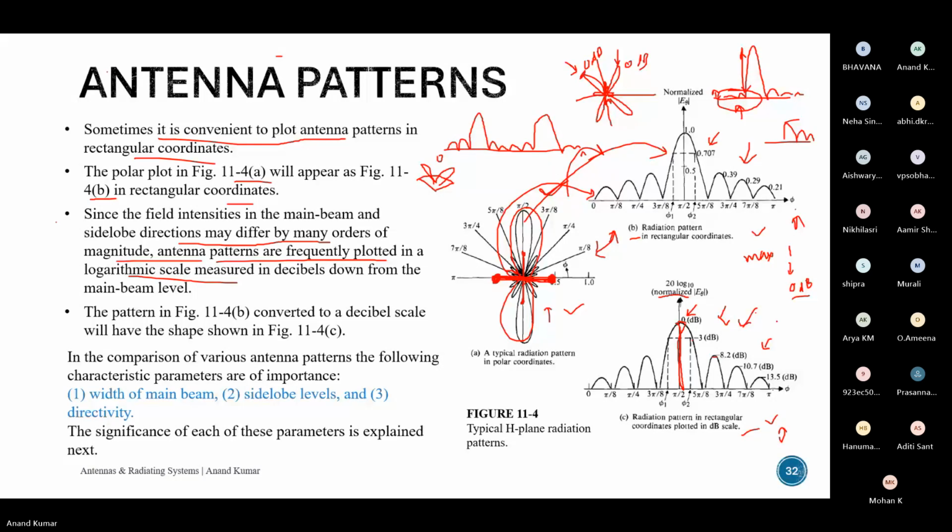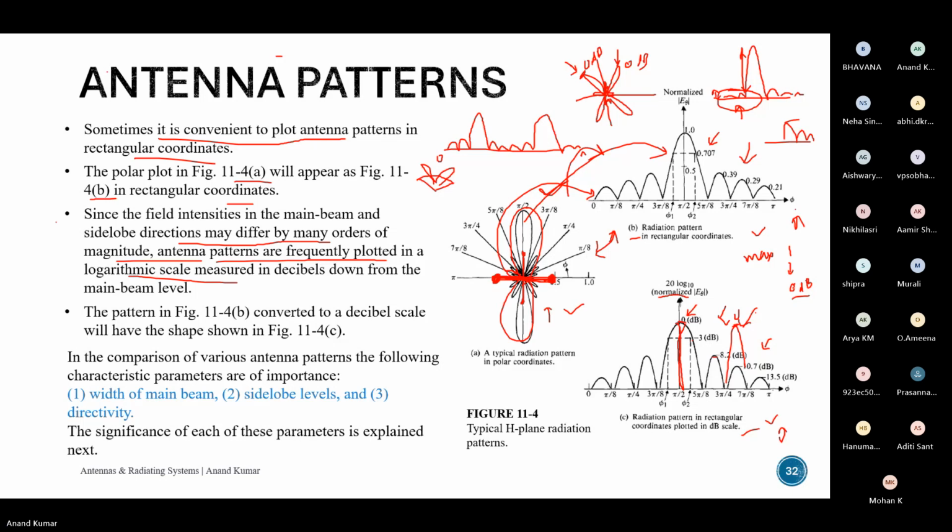So if you have multiple positions, like if you have two beams where you are reaching 0 dB, you are having maximum power in those two directions. So yes, 0 dB means you are receiving maximum power at that point.